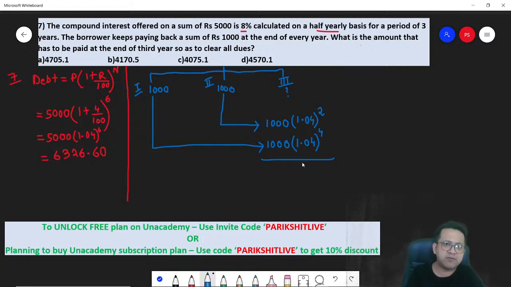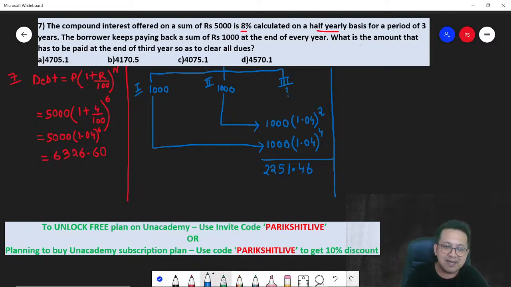So how much is this money if you add? Can you add up? 1.04 whole square. Correct? I'm doing the calculations. Plus 1.04 to the power 4. Correct? How much is this? This is coming out to be 2251.46.